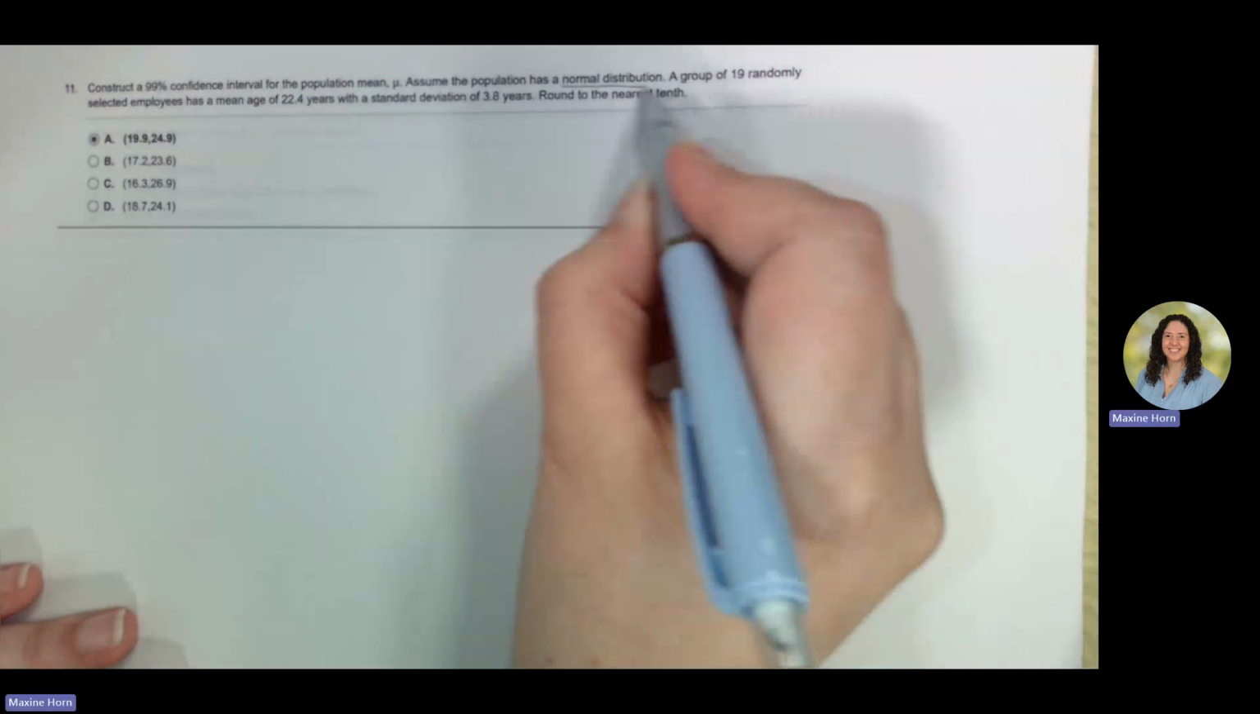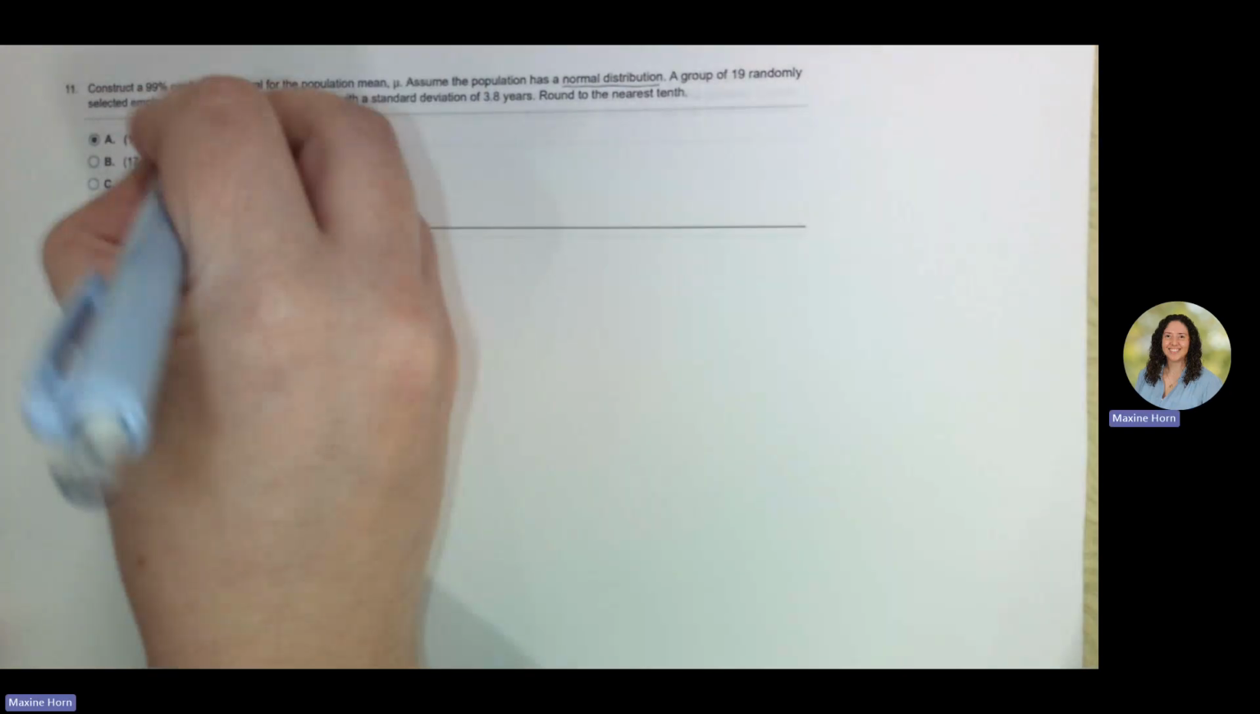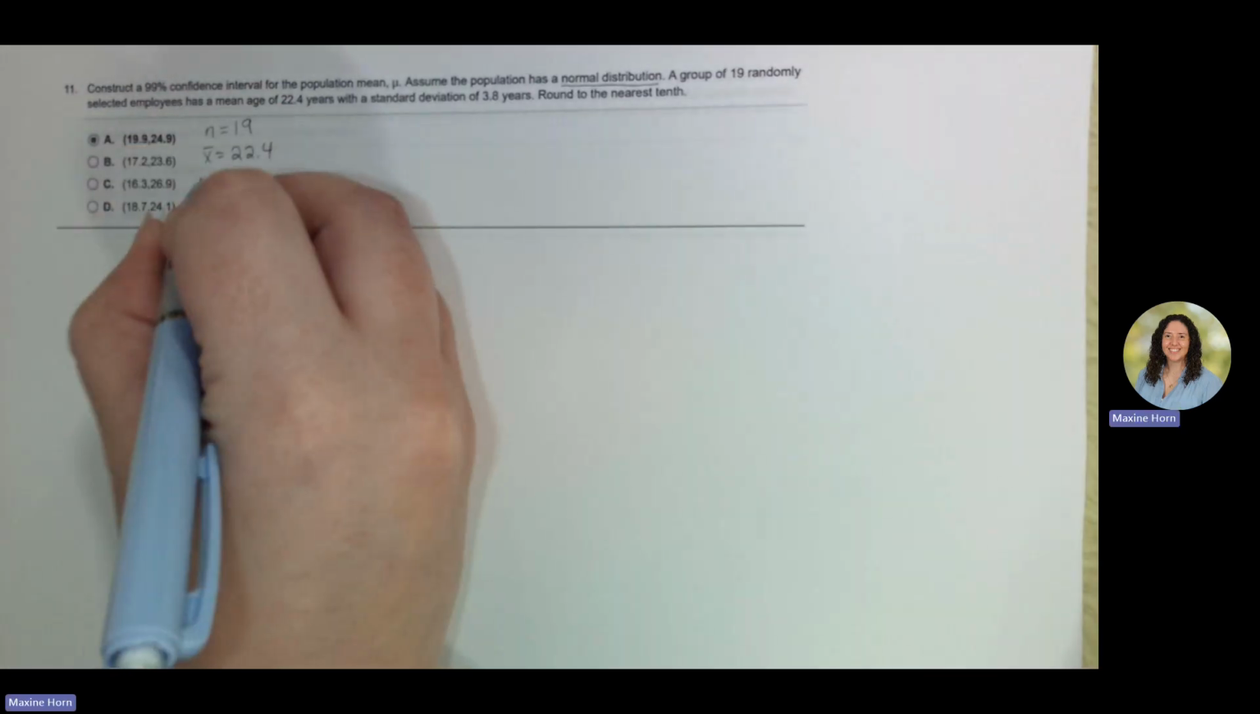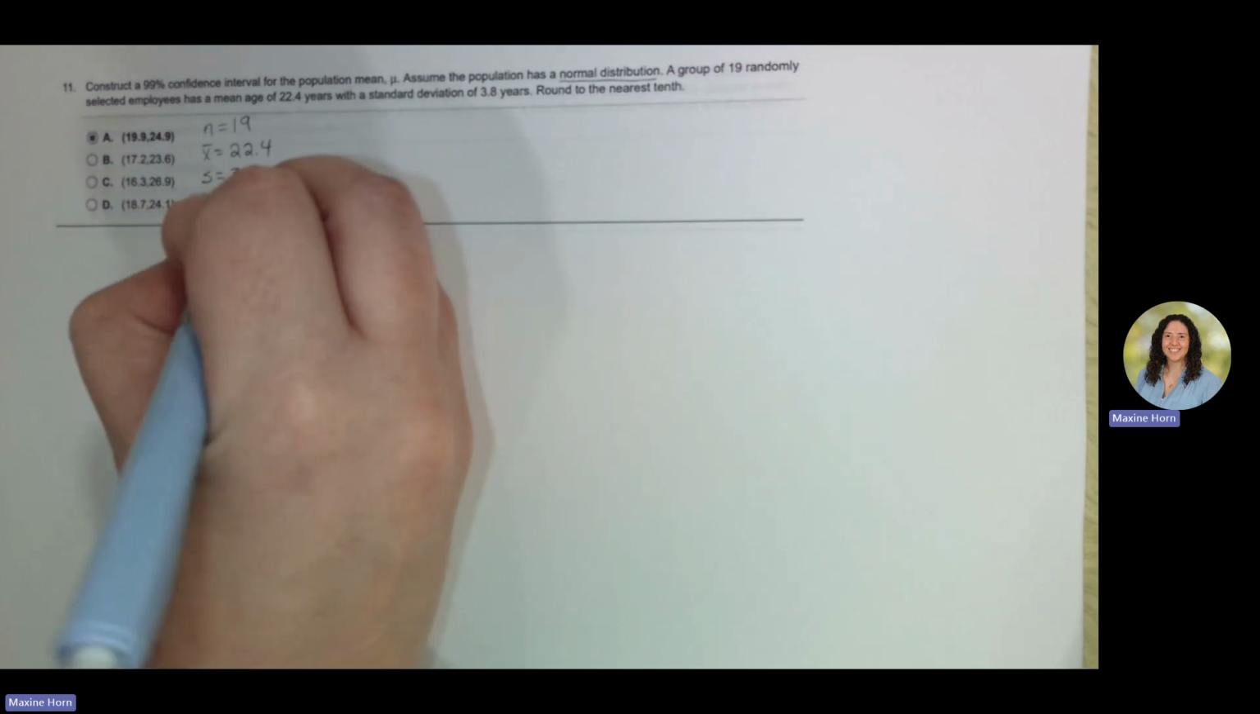Number 11, construct a 99% confidence interval for the population mean. Assume the population has a normal distribution. Good that it does, because our n is only 19. Group of 19 randomly selected employees has a mean age of 22.4, and that sample had a standard deviation, so that's a sample standard deviation of 3.8 years. Oh, I forgot to write that our confidence level was 99%.